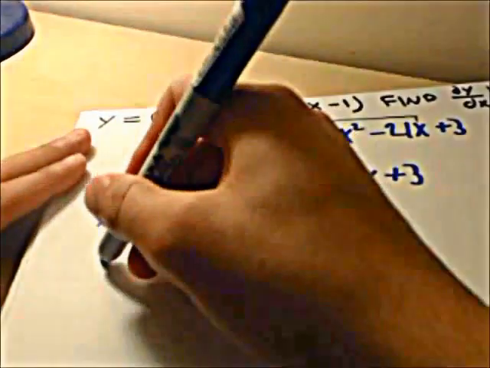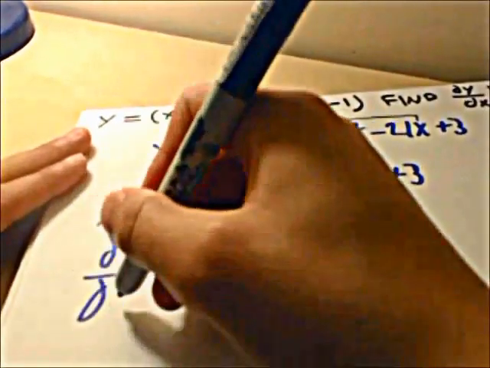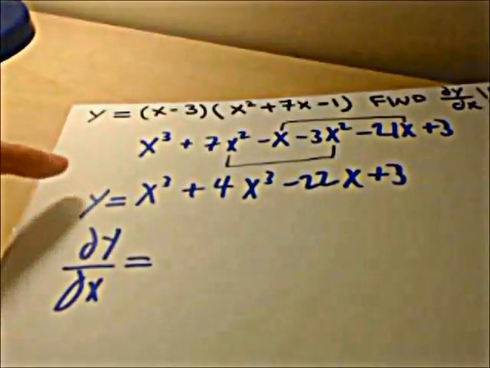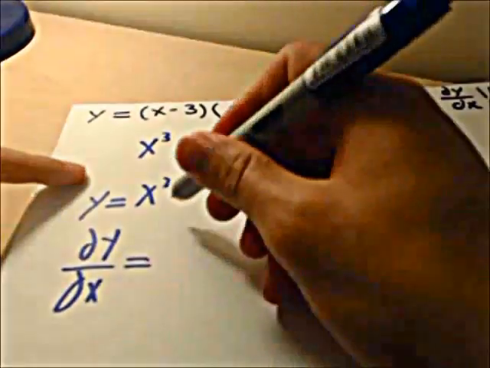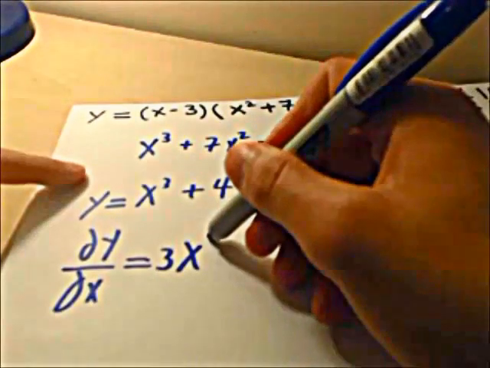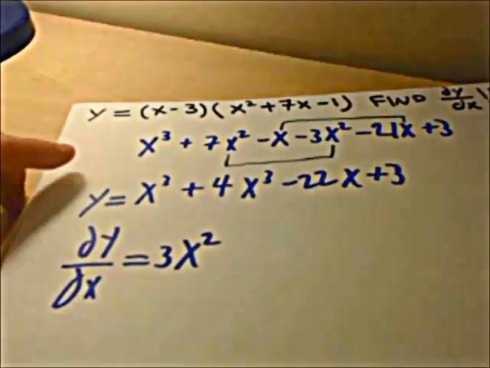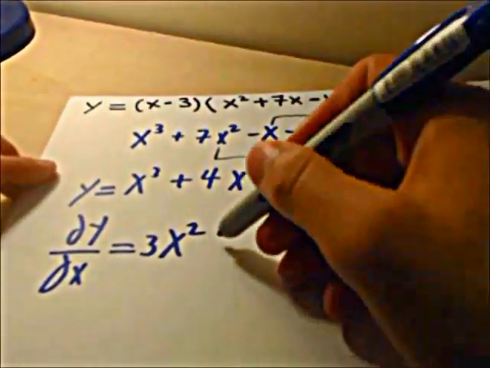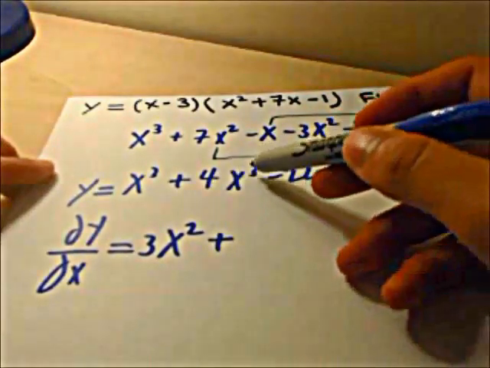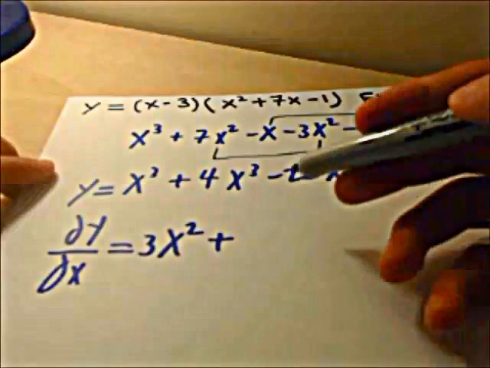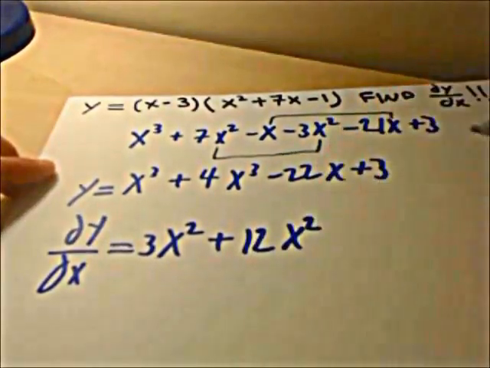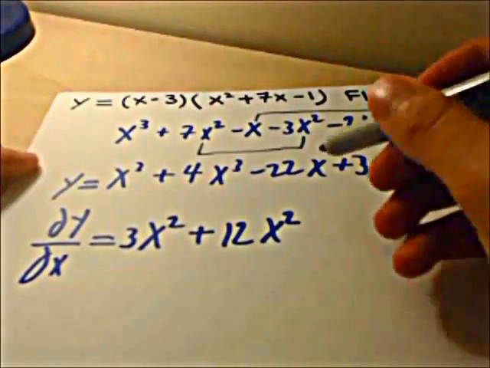So we'll have dy dx equals, x cubed, or x to the power 3: we take 3 down, put it next to the x, and then subtract 1 from the power, as you know. And the same thing for here, with 4x squared: 3 times 4 is 12, and subtract 1 from the power, so 12x squared.